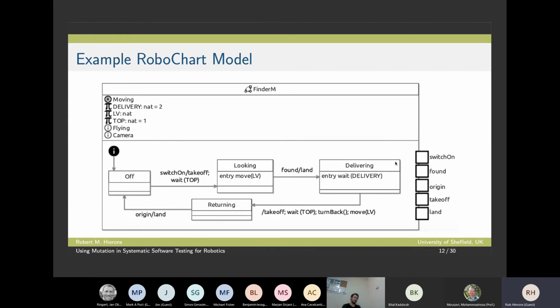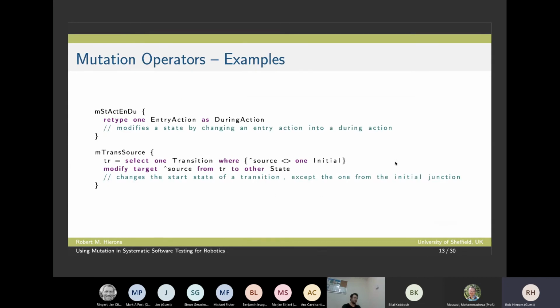If we take this example again, then here are two operators. The first one takes an entry action and turns it into a during action. So an entry action is something that must occur before a state is entered. A during action happens within the state. And then the second one changes the source state of a transition.